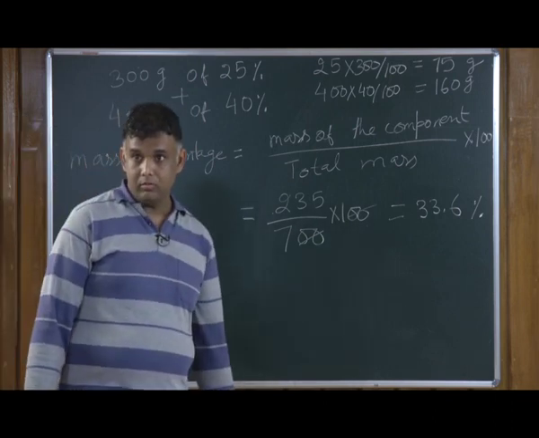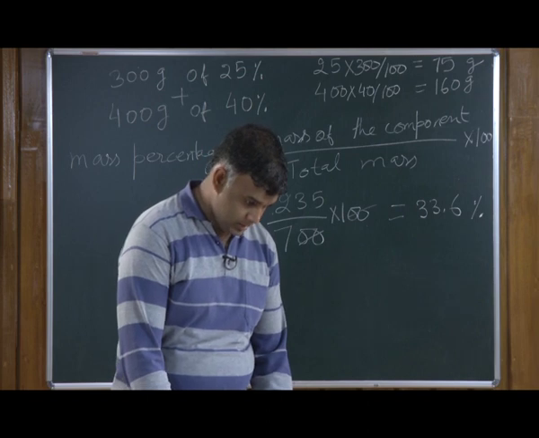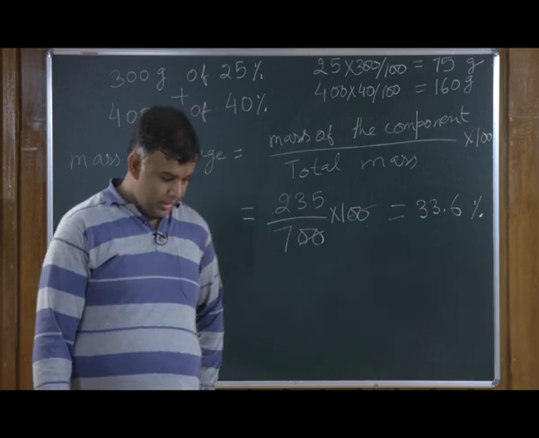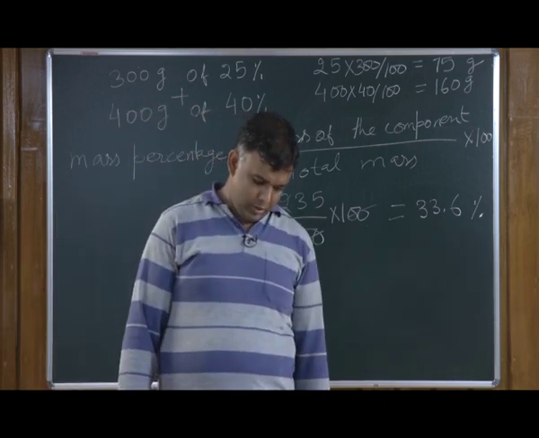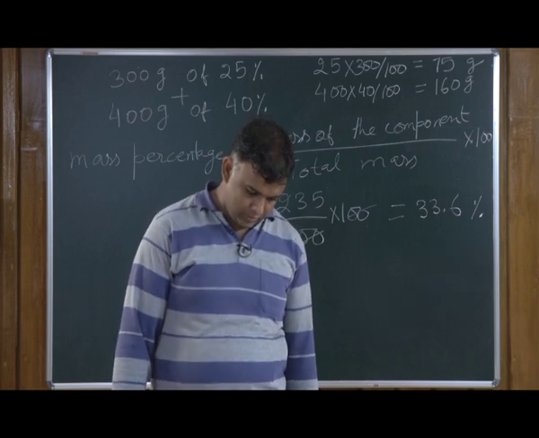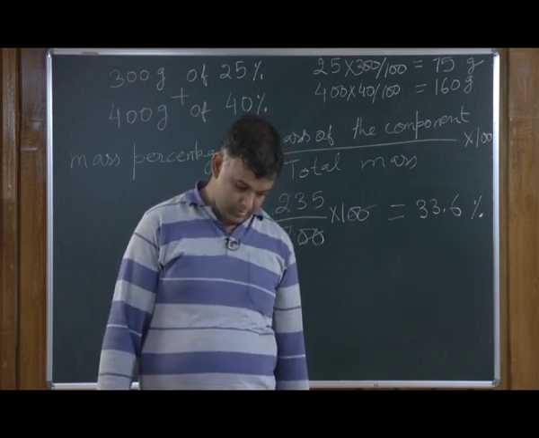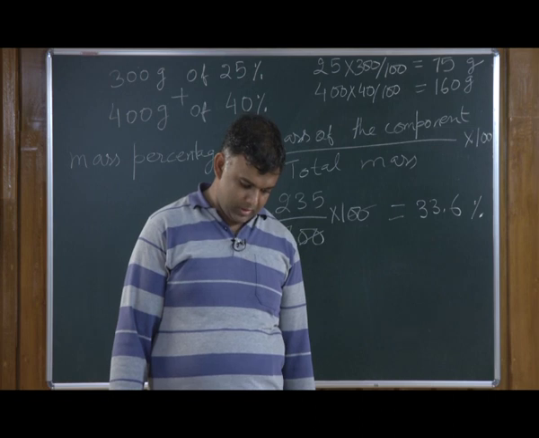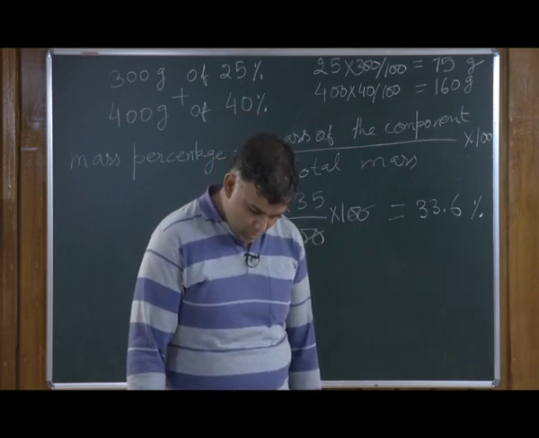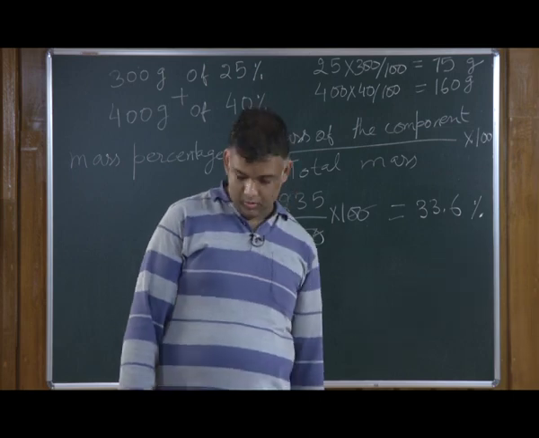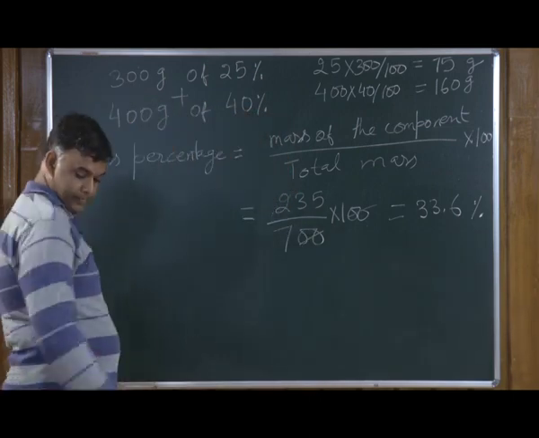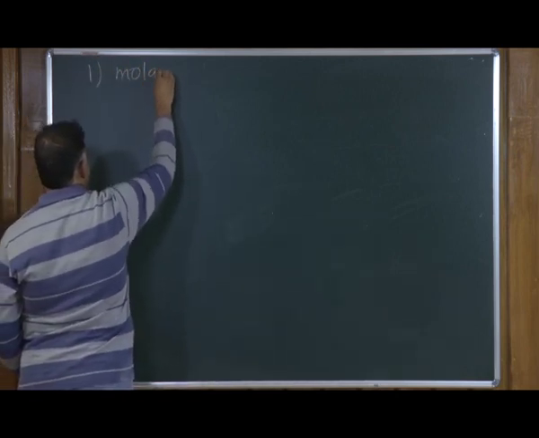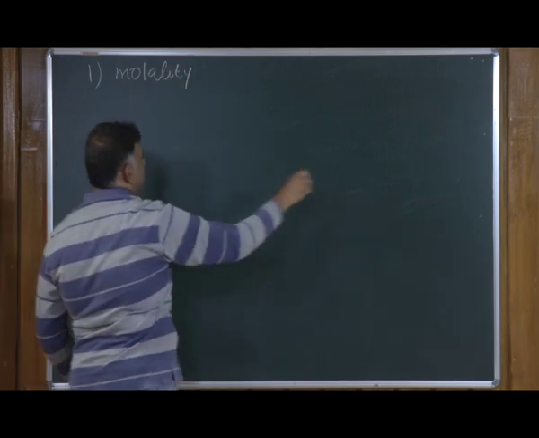Okay, let us do one last problem for today, the next problem. 2.8. An antifreeze solution is prepared from 222.6 gram of ethylene glycol and 200 gram of water. Calculate the molality of the solution. If the density of the solution is 1.072 gram per milliliter, then what shall be the molarity of the solution? So, he is asking molality and molarity.